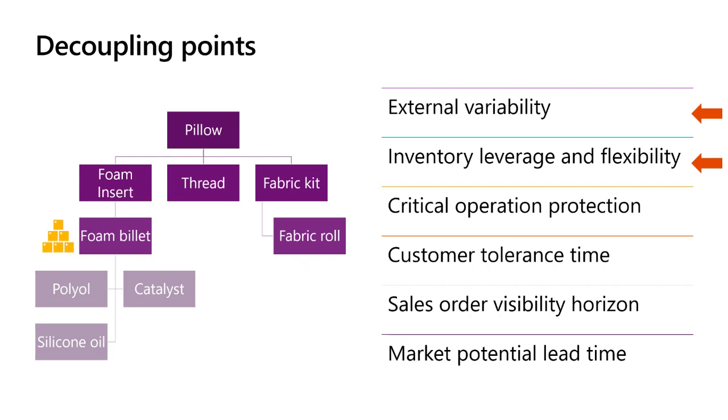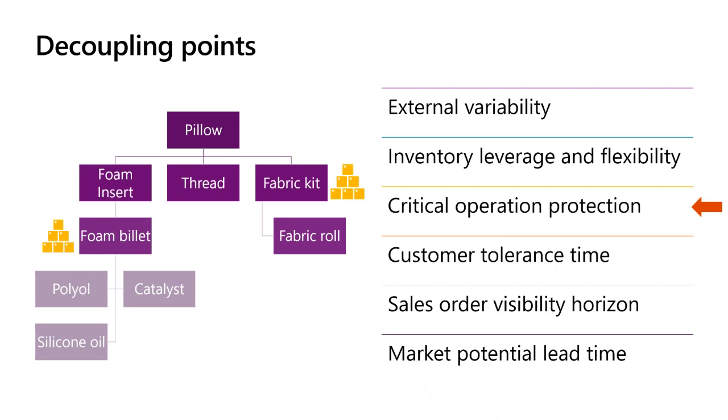And we'll place it there for 2 main reasons. One, that sourcing the materials used to make the billet is difficult and volatile in the current supply chain. And because foam products or foam billets are then cut into many different shapes and sizes of foam inserts for our products. So this part meets the qualifications for external variability and inventory leverage and flexibility.